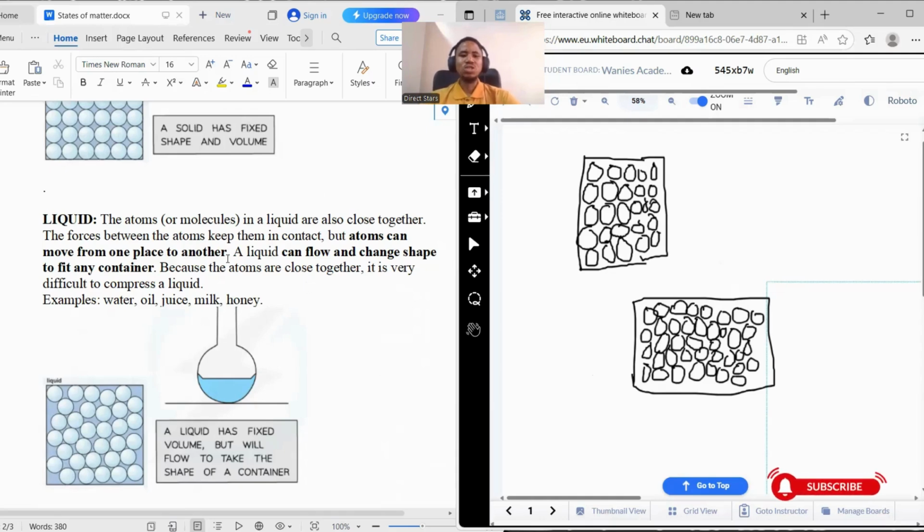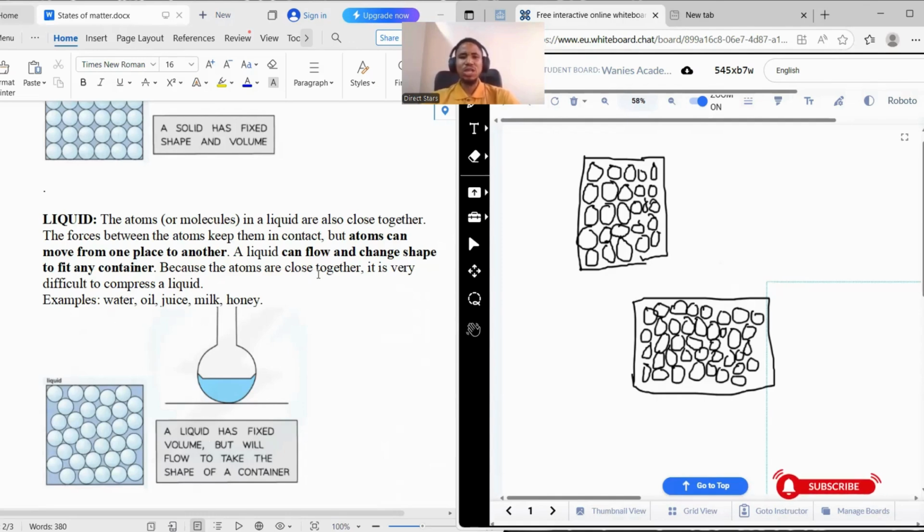The force between atoms keep them in contact, but atoms can move from one place to another. That's why they have little space here. So if this is moving, then the other parts of this particle are moving with it. That is why we have liquid. And this liquid can flow and change shape.